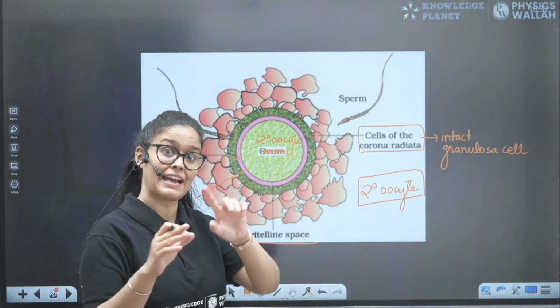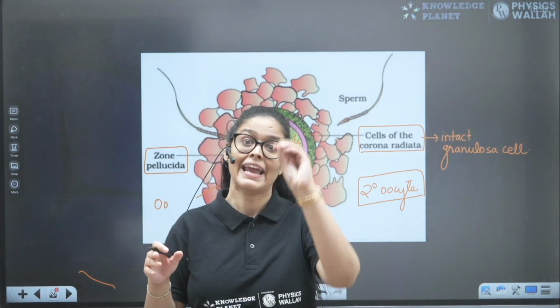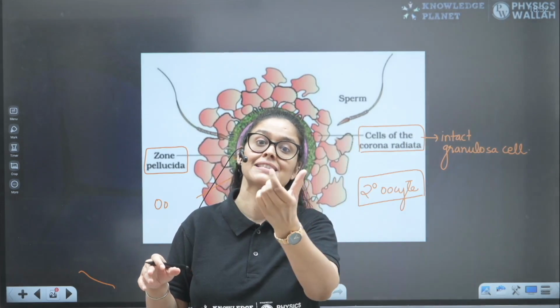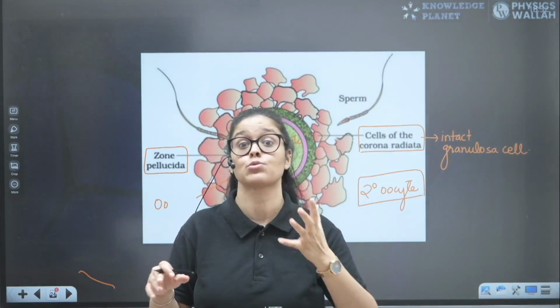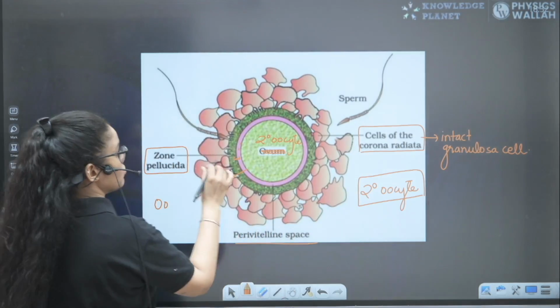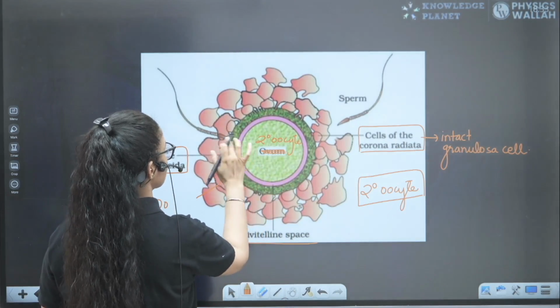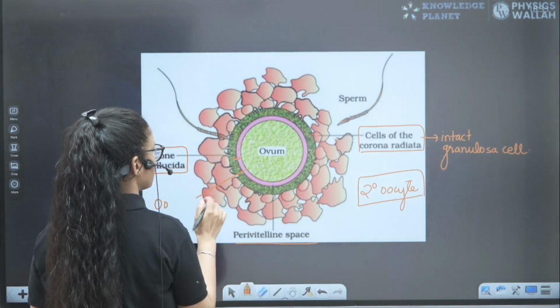But in NEET, they have asked this question: while the egg is ovulated, during ovulation, which stage of the egg is released? So it's the secondary oocyte. Don't be confused, right? You have to remember, once the sperm touches it, then we call it ovum. Obviously the sperm is touching it, that's why they have given the term ovum.